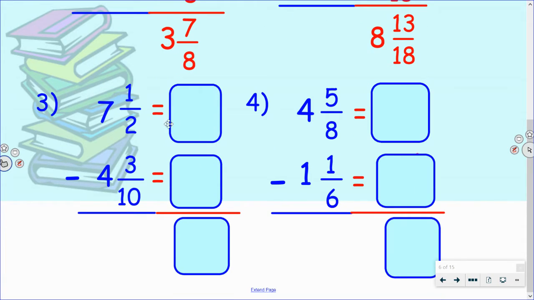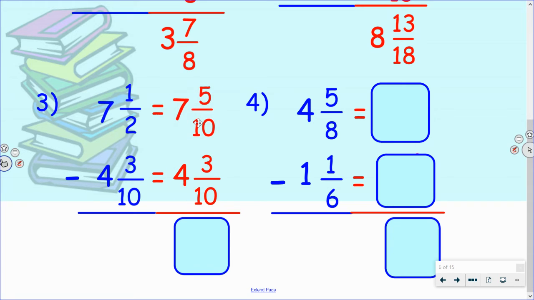Let's do subtraction. Again, you cannot take away tenths when you have halves. You can take away tenths when you have tenths. Now notice 3/10 does not change, but 1/2, we must rewrite it, cut up those slices into 5/10. That's the same amount of pizza. But now that we have tenths, we have 5/10. We can take away 3/10 and get 2/10. 7 wholes take away 4 wholes is 3 wholes. And by the way, 2/10 does in fact reduce to 1/5.